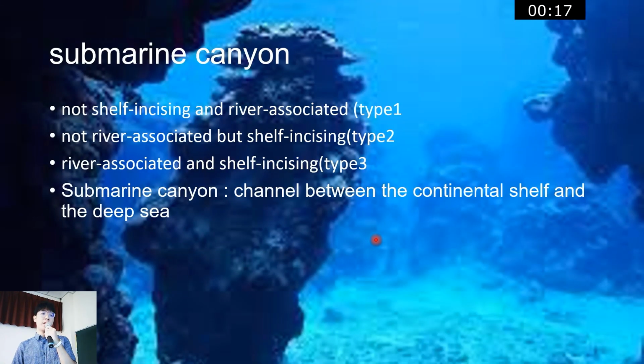Submarine canyons can be classified into three types. Type 1 is not shelf incising and not river associated. Type 2 is not river associated but shelf incising. Type 3 is river associated and shelf incising.